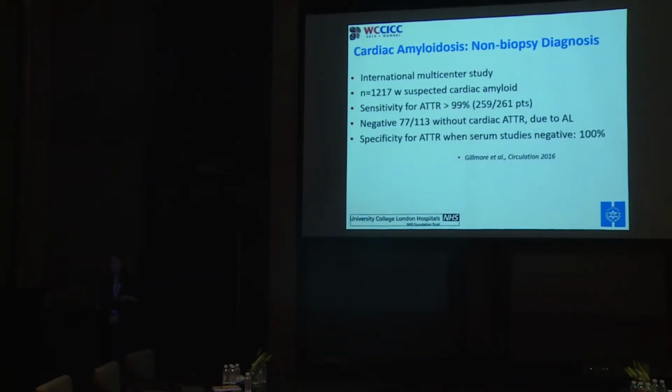This is a very important study, international multicenter, in over 1,200 patients with suspected cardiac amyloidosis, and as you can see, the sensitivity is almost 100%. The study was negative in 77 out of 113 patients without cardiac ATTR, and this was due to light chain amyloidosis, but the specificity for ATTR when serum studies were negative was 100%. So the scan does not pick up AL amyloidosis, but should be interpreted in context of serum studies.